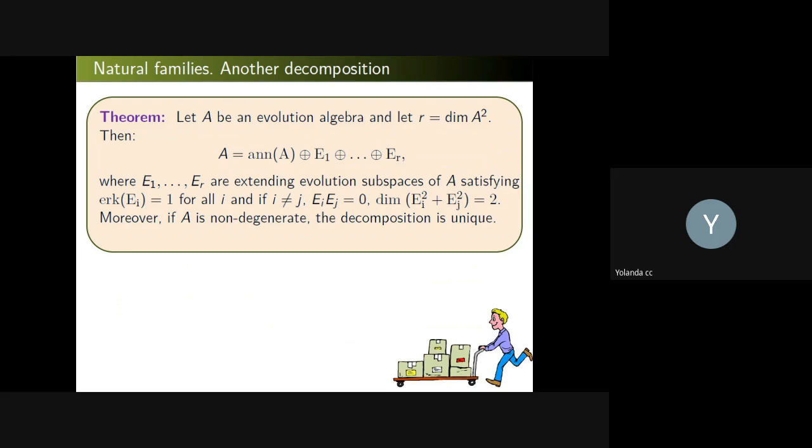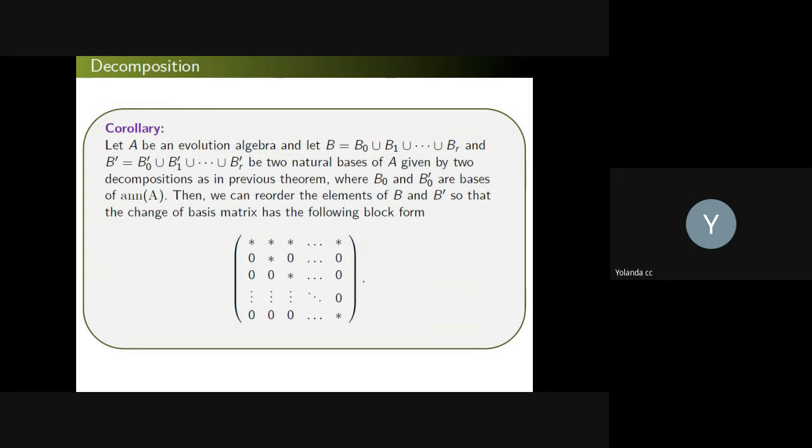In fact, if we have another natural basis and consider these decompositions, then the change of basis matrix sends the elements of B0, which generate the annihilator, to the linear span of the elements of B0 prime. In general, the elements of Bi are sent to the linear span of the elements of B0 prime union Bi prime, and so the change of basis matrix has this form.